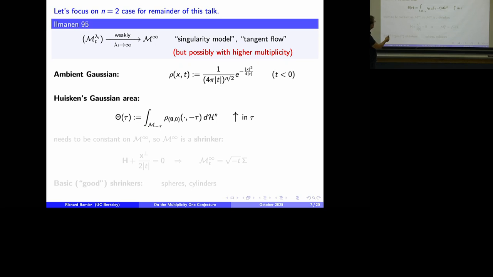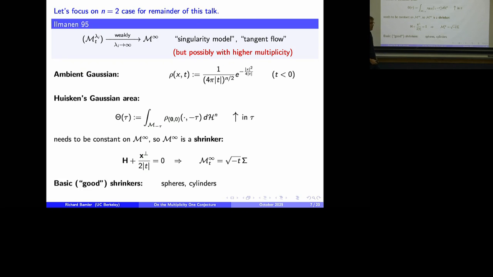So the Gaussian area of this limit has to be constant, and therefore you have to have the equality case in the monotonicity formula. And this gives you very good information. This tells you that this formula is true, which means that the mean curvature vector is proportional to the normal part of the position vector. And that immediately implies that the entire flow evolves via rescaling. So this singularity model is really just given by a single surface satisfying an equation like this, which is almost like a minimal surface equation, and the entire flow just rescales the surface.